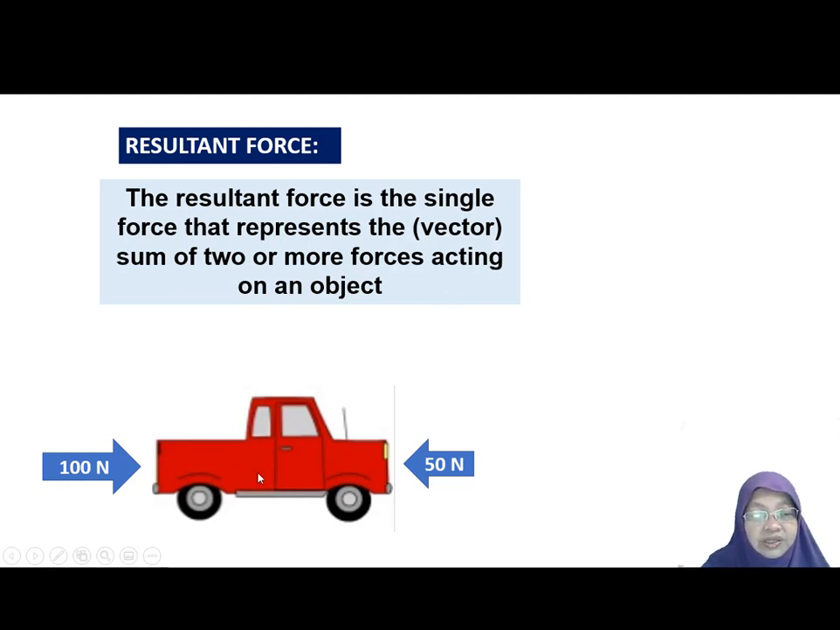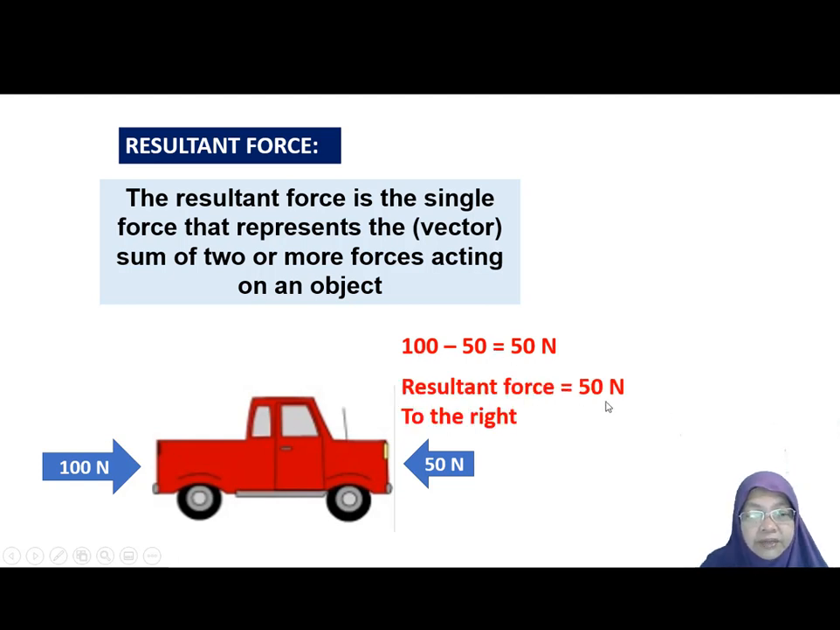For example, here is a car. We have two forces acting. So here is 100 Newton. Here is 50 Newton. So what is the difference? Means, what is the sum? So 100 minus 50. Why minus? Because 50 is in the opposite direction, right? Always opposite direction. So 100 minus 50 is 50 Newton. So resultant force equals 50 Newton to the right. Now the direction of the car is to the right.